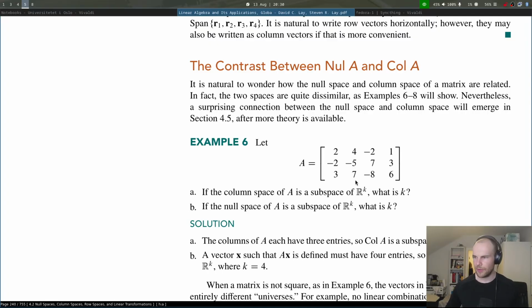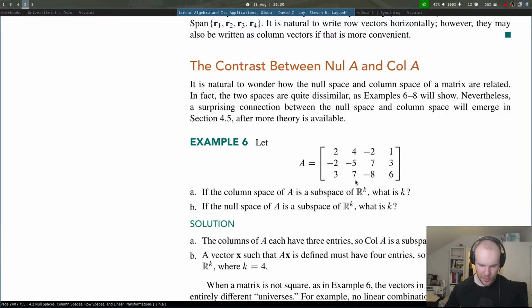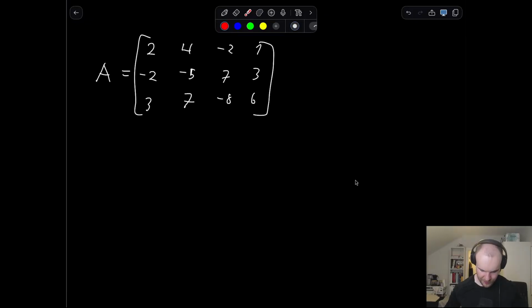All right, the first task was finding a non-zero vector in the column space. That's pretty easy. Just pick the first column, for example. Was that correct? 2, minus 2, 3. 4, minus 5, 7. Minus 2, 7, minus 8. 1, 3, 6. Yeah. Okay, so just pick that one. But finding one that belongs to the null space is more tricky. So let's do that as well.